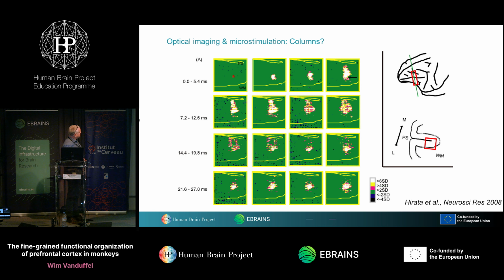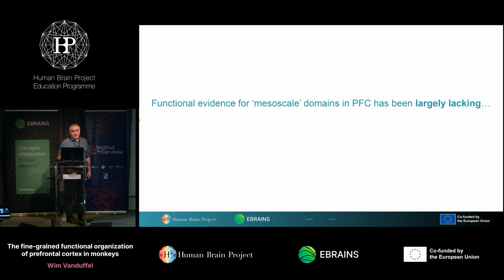Another example here, optical imaging, 2008. Same thing, basically. They are microstimulating somewhere in prefrontal cortex, and they see columnar-like structures with optical imaging, in this case here in the principal sulcus. However, functional evidence is merely lacking. There's not a lot of evidence.